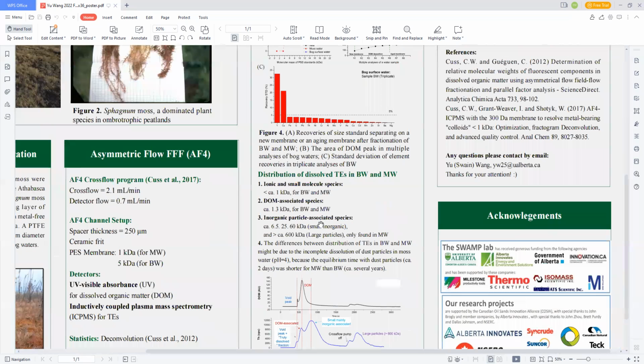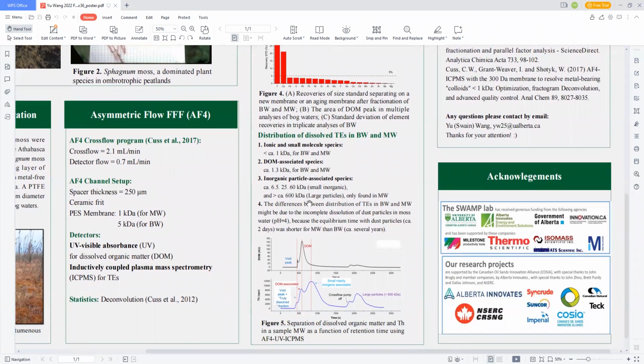Distribution of trace elements in bulk surface water and moss water. We identified three different chemical forms in such waters. First, ionic and small molecule species with molecular mass less than 1K Dalton. We found them in both waters, as well as dissolved organic matter associated species with molecular mass of 1.3K Dalton in both waters too.